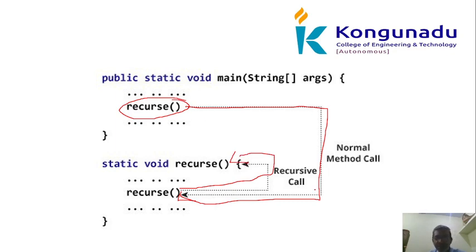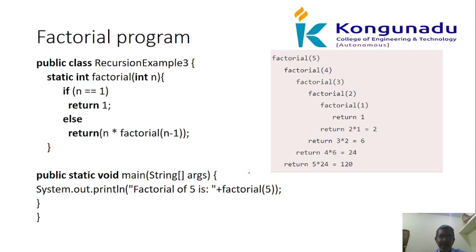So the first one is known as a normal method. The second one is known as a recursive method. A normal method is a single calling method, while a recursive method calls itself again and again. Until the condition fails, it will call itself again and again.